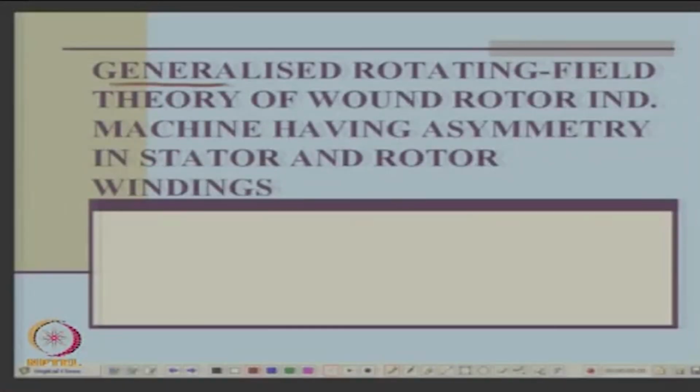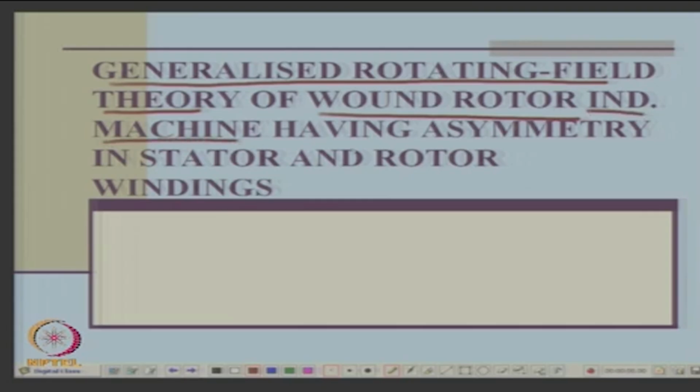Again, we can extend the generalized rotating field theory. For rotor asymmetry, let us take a wound rotor machine, though squirrel cage asymmetry is less of an option, except when there is an accident of disconnected bars. Let us take a wound rotor induction machine having asymmetry in both stator and rotor windings. This is our next analysis, and then we would have completed all possible asymmetries.